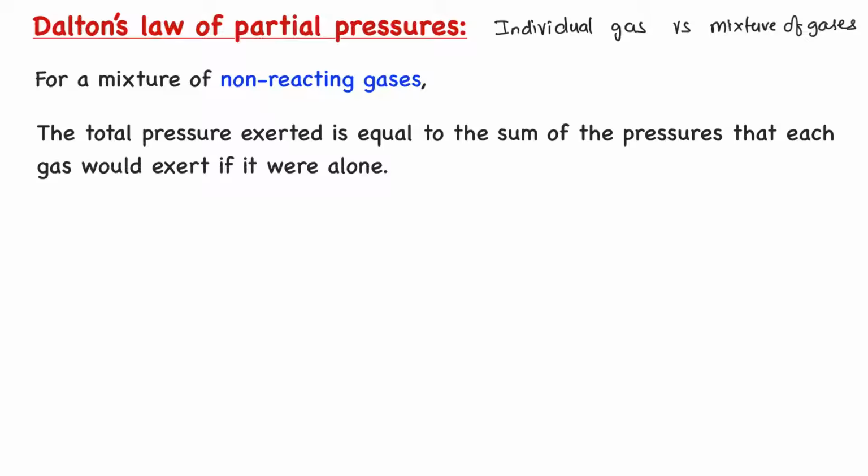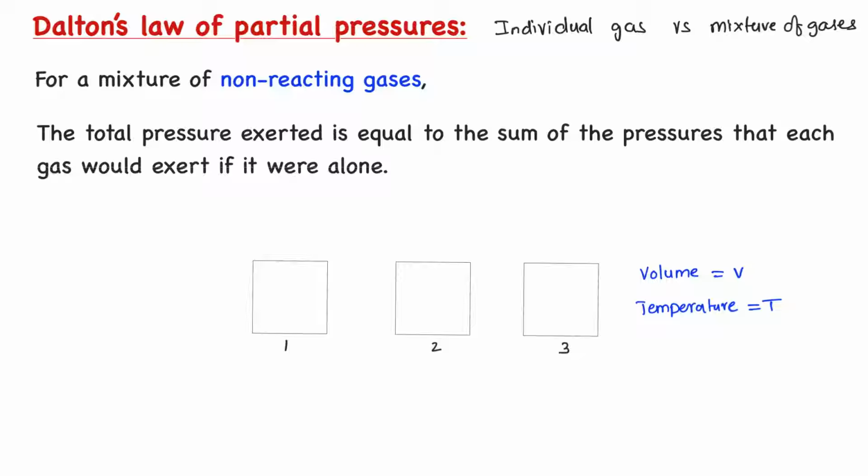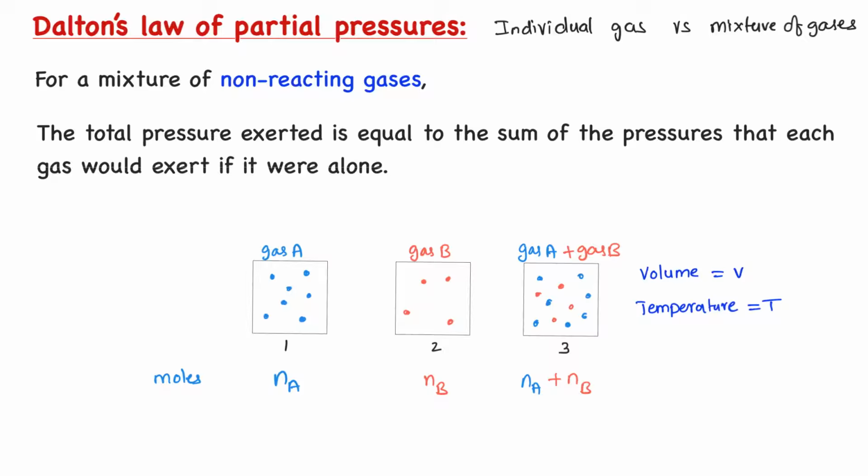Let us say we have three different containers with same volume V and temperature T. In container 1, we have Na moles of gas A. In container 2, we have Nb moles of gas B. And in container 3, we have Na moles of gas A and Nb moles of gas B combined. In other words, container 1 has gas A, container 2 has gas B, and container 3 has gas A and B together under similar conditions.